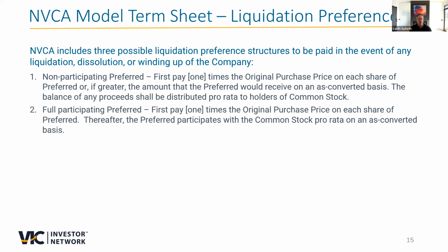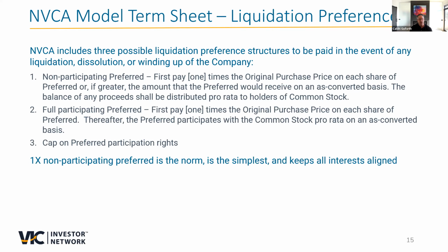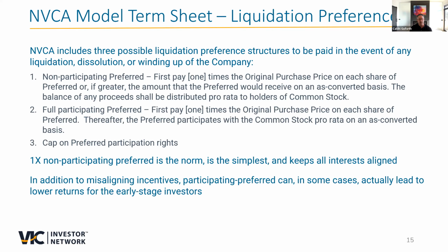The second option is participating preferred, where you first pay back the original purchase price, or some multiple of the original purchase price, and then everything is calculated on an as converted basis. The third structure is kind of an in-between, where there's a cap on the preferred participation rights. 1x non-participating preferred is the norm. It's the simplest. It keeps all interests aligned, and so that's what we would always recommend.